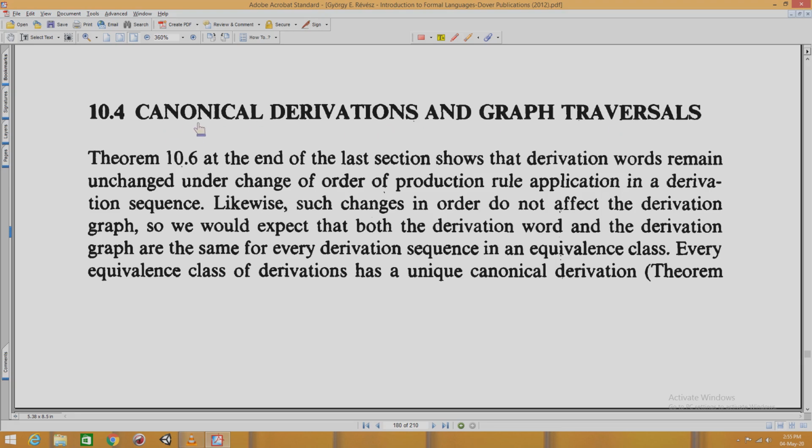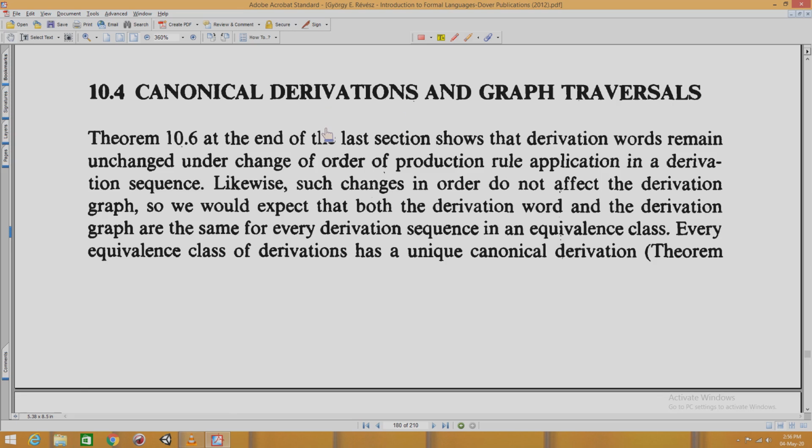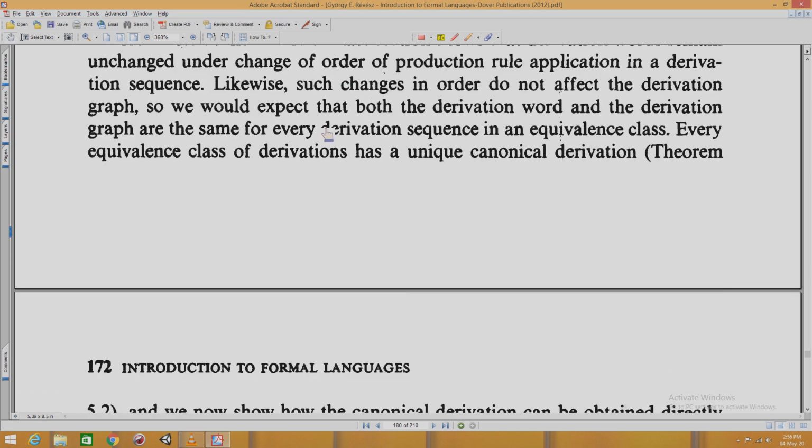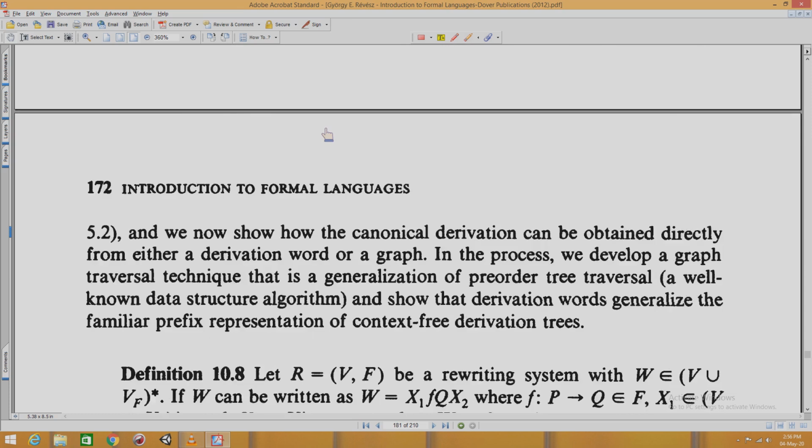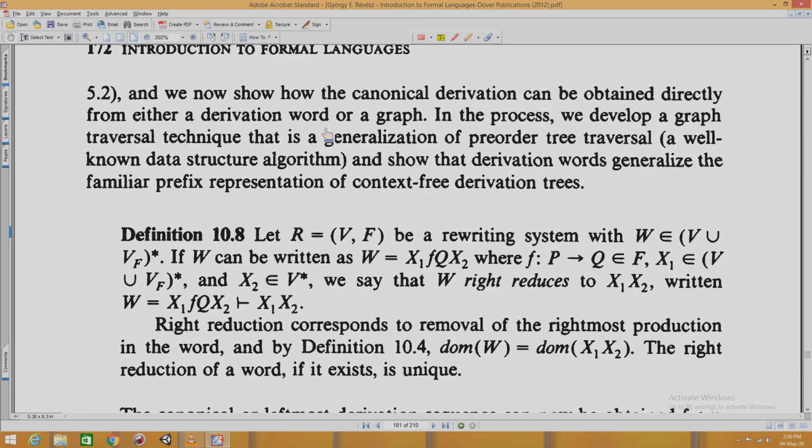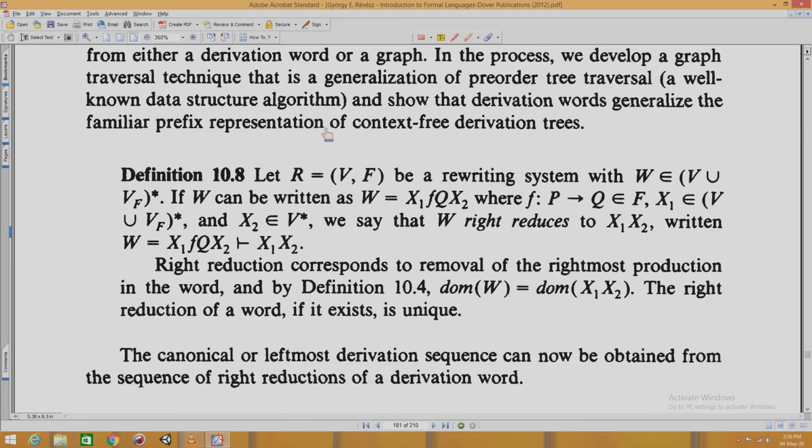What does the word canonical mean? It means a standard, well-defined prototype that is followed by everyone. So it's a standard method of traversing a graph or derivation. In this section we will learn a few things. Before that, we get acquainted with the technical terms through this definition. So read this definition carefully.